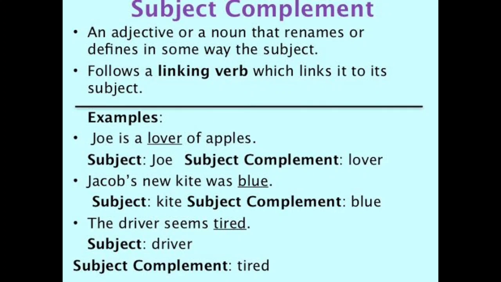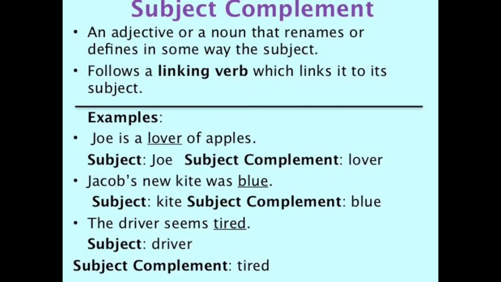Subject complement: an adjective or a noun that renames or defines in some way the subject, follows the linking verb, which links it to its subject. Look at the example. Joe is a lover of apples. Here Joe is the subject, is is the linking verb, and lover is the subject complement, which describes the subject, Joe. So it is known as subject complement.